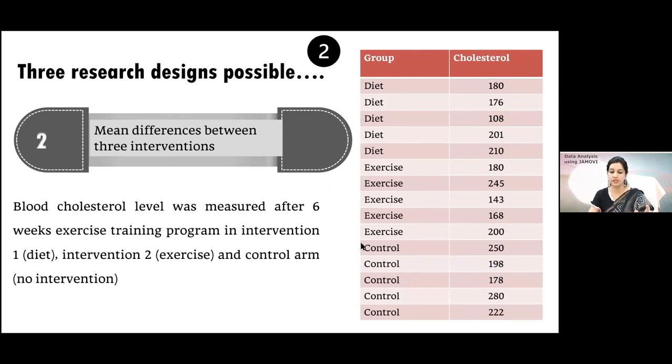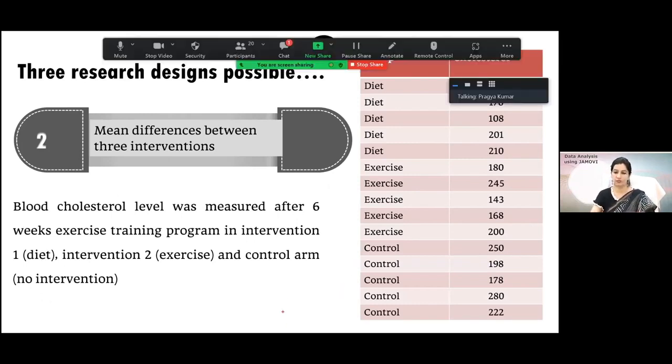So you can see here, I am talking of the control arm, this one. This is the exercise group, and maybe this is the diet group. So there are 3 groups, and this is the value of the blood cholesterol which I measured after 6 weeks of all these 3 interventions: exercise, without any intervention, and diet.